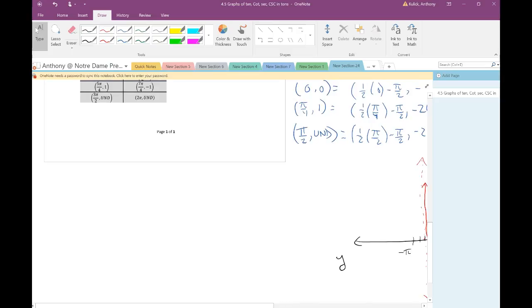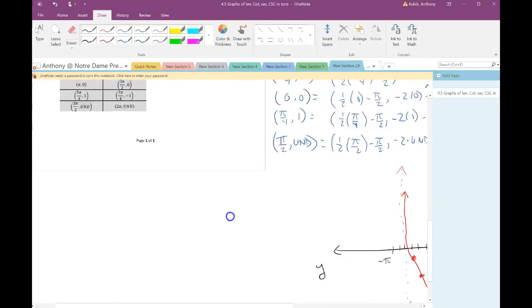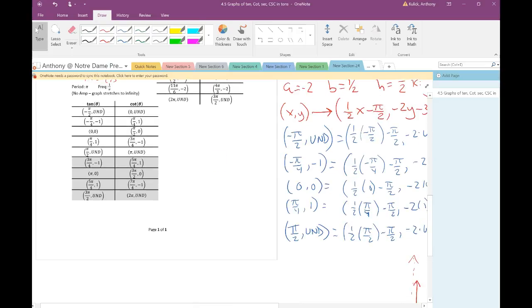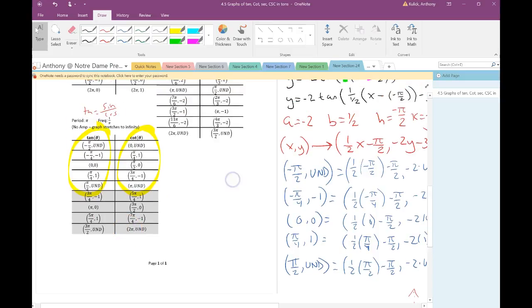Yes, Gabrielle? So you're only going to worry about the white ones here for tangent, cotangent. The gray ones are just so you have 2 pi's worth of points. But since the period for tangent and cotangent is only pi, you really only need the white ones. But I included like 2 pi's worth of points just so everything is consistent.